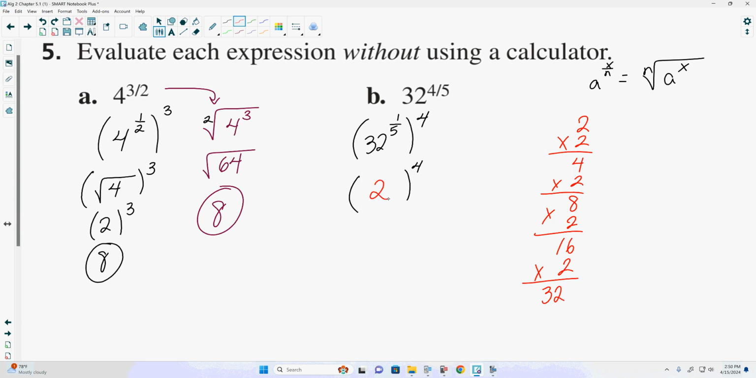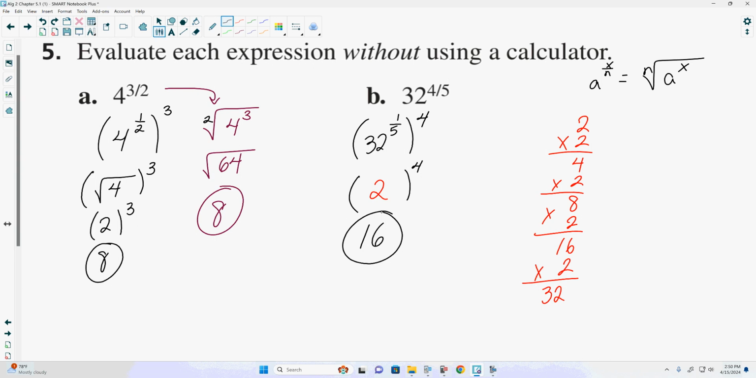So 32 to the 1/5 is 2. We're saying 2 times itself 5 times is 32. And that leaves us with 2 to the 4th. And 2 to the 4th power is 16.